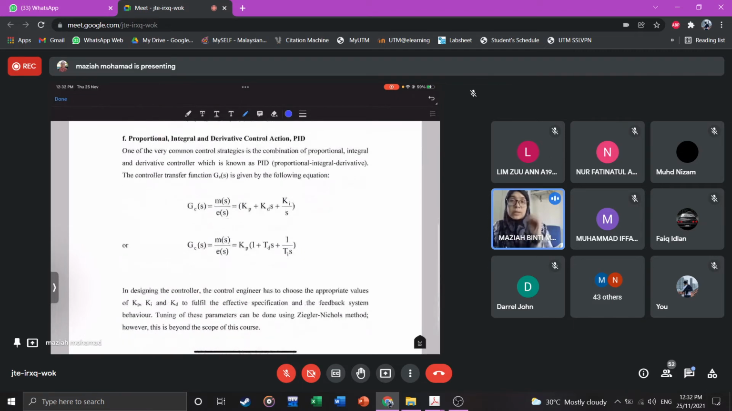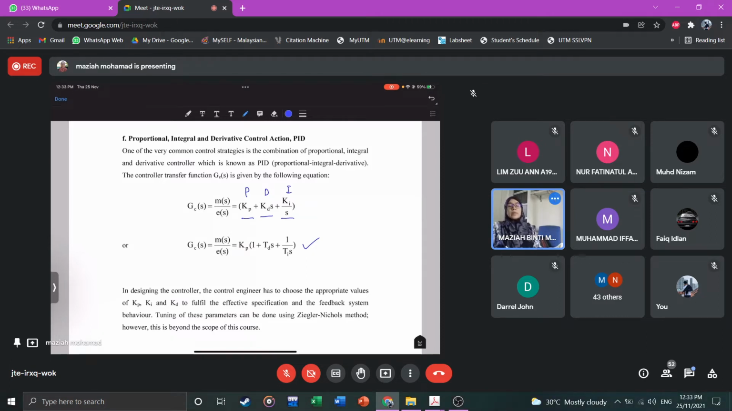Or a combination of all three: Kp plus Kds plus Ki over S. So we have P, we have D, and we have I, but the standard name is the PID controller. This is the transfer function for a PID controller. You need to remember the transfer function of this type of controller, whether it is a P controller, PI controller, PD controller, or PID controller.